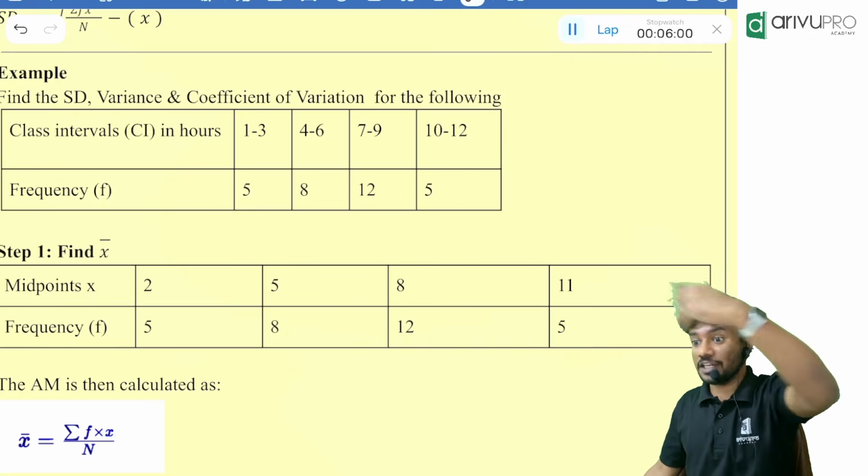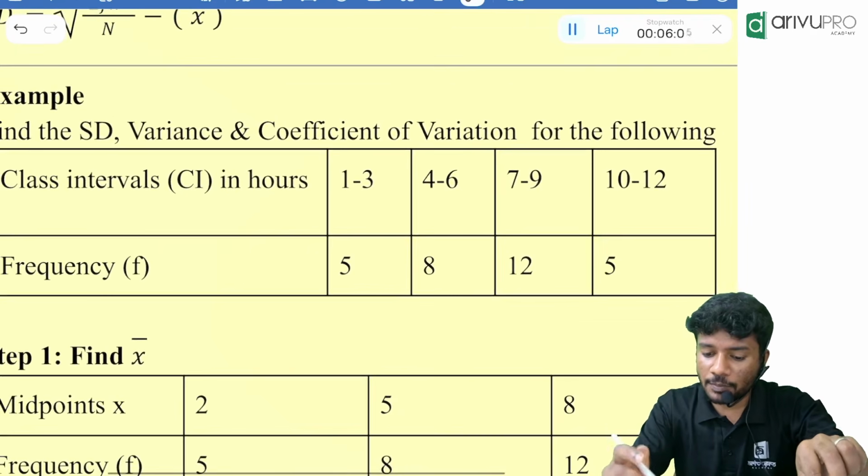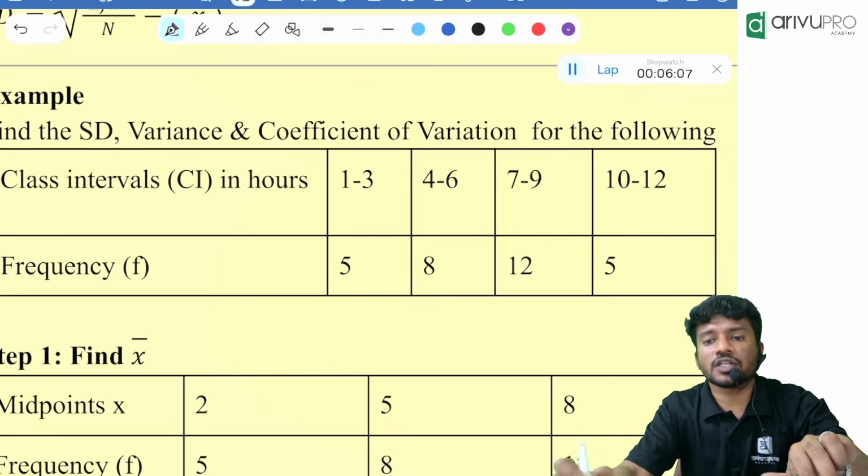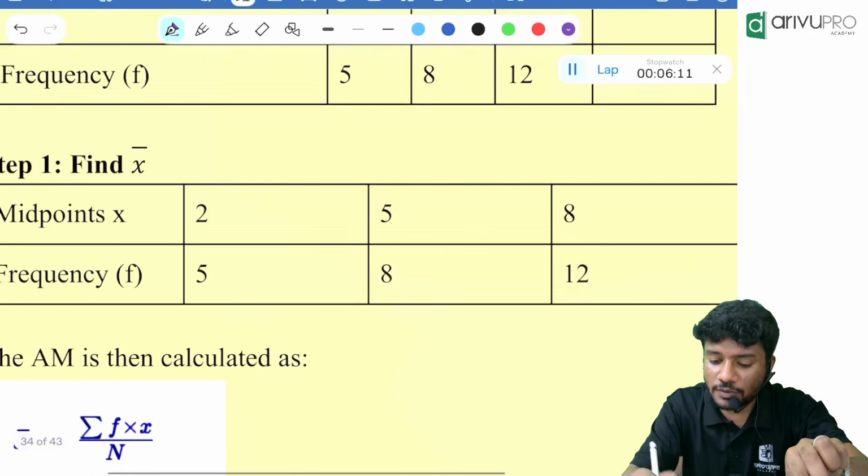Mean we need to find. In order to find mean, we require the midpoint. Look here. What is the midpoint of 1 and 3? 1 plus 3 divided by 2, which is equal to how much? 2. X value is 2.